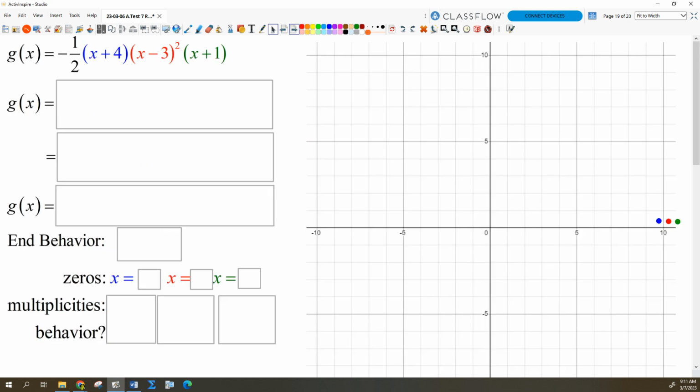Okay, last one. Last one here. So we want to come up with a sketch of this. That's the whole point of this one. So the two things we need here are end behavior, and we need to know what's happening at the x-intercepts. That's it, right? So let's do end behavior. Can anybody tell me what the leading term is going to be?